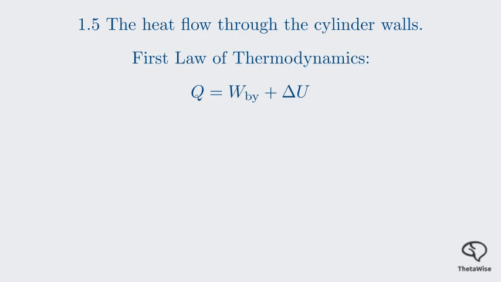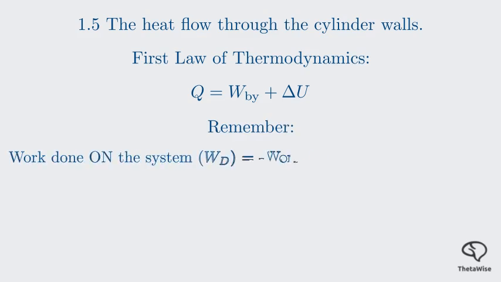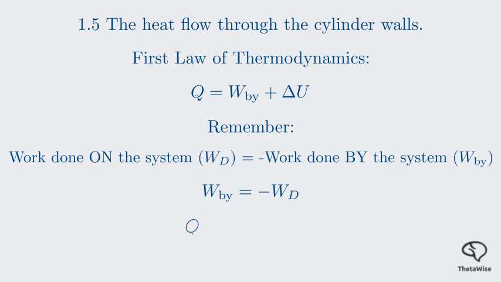In our case, work was done on the system during compression, so the work we calculated, W sub D, is the negative of W sub by. This means that W sub by equals negative W sub D. Let's substitute this into the first law. The law becomes Q equals negative W sub D plus delta U. Now we substitute the values we calculated.